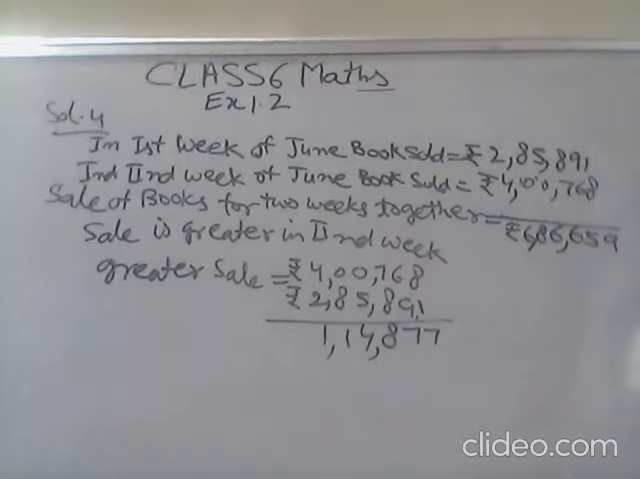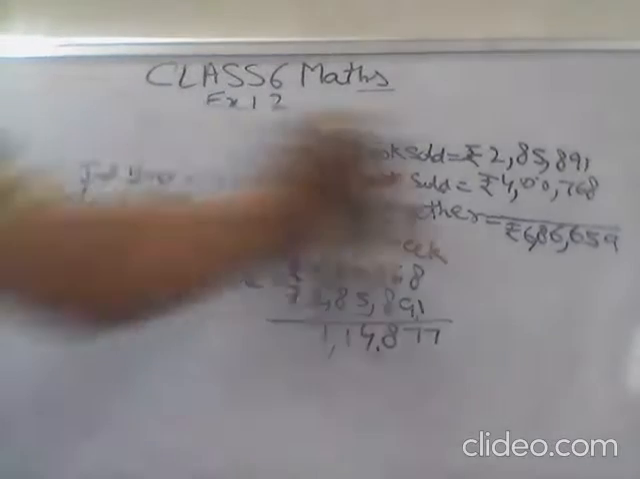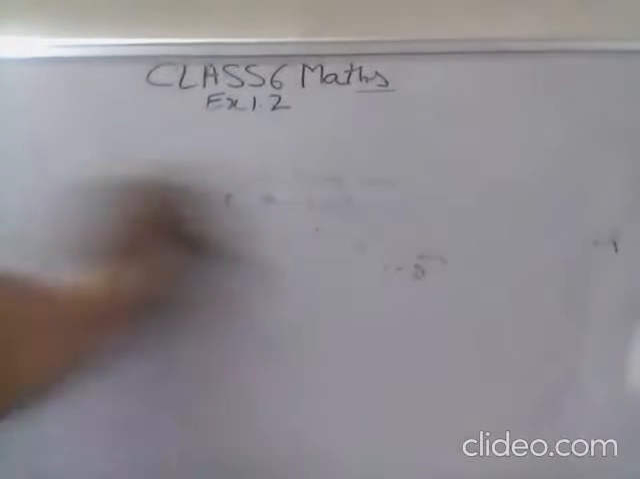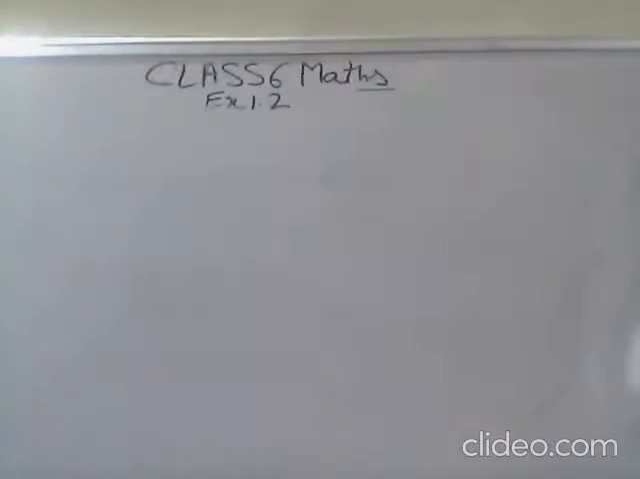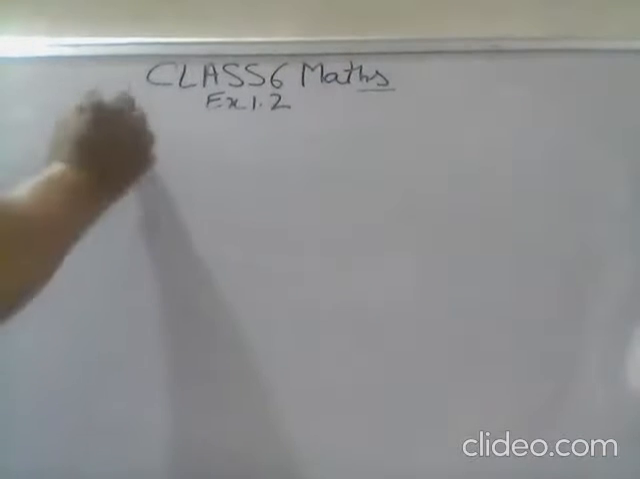Now, fifth question. This is a very important question. Find the difference between the greatest and the least number that can be written using the digits 6, 2, 7, 4, 3, each only once. First, we have to take the given digits.